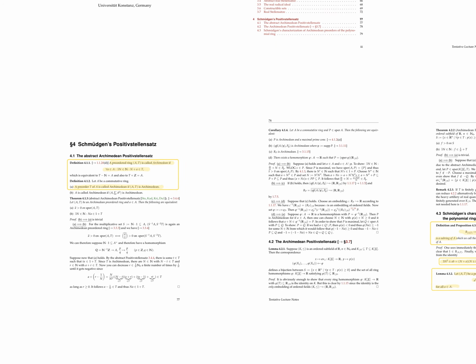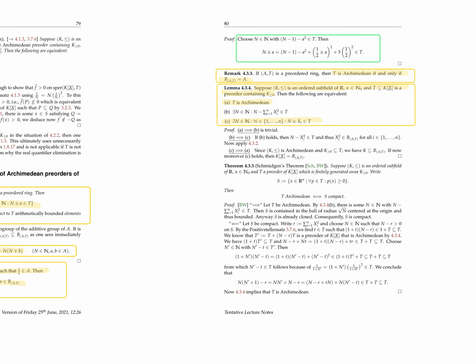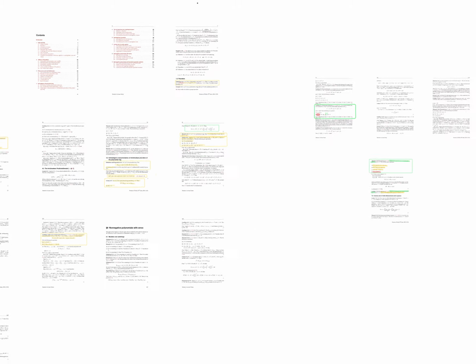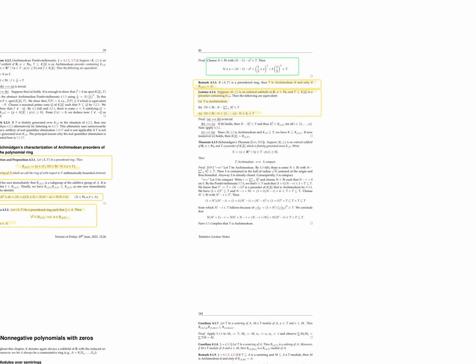So in Schmüdgen's Positivstellensatz, let's see, we didn't have a denominator, right? Where is it, by the way?